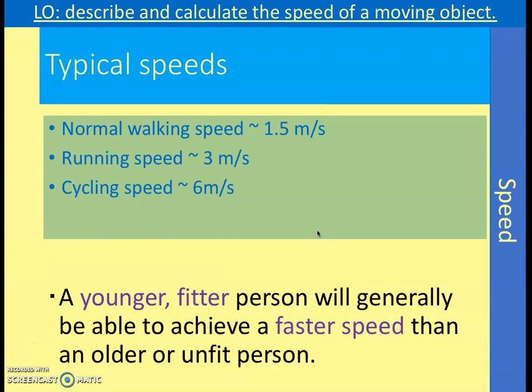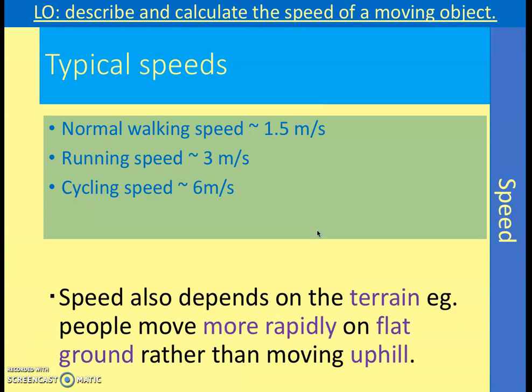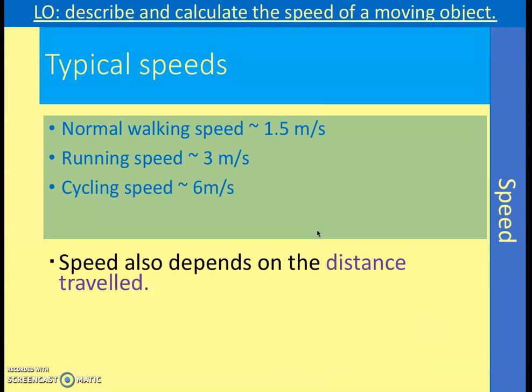So a younger, fitter person will generally be able to achieve a faster speed than an older or an unfit person. Okay, so in the exam it is really important that you read exactly what the question has asked you, and these are just typical speeds, these are just averages. So speed also depends on the terrain. So for example, if I'm running uphill or if I'm just running on a flat surface, that is going to impact my speed. It's going to impact how fast I can go and how much distance I can cover.